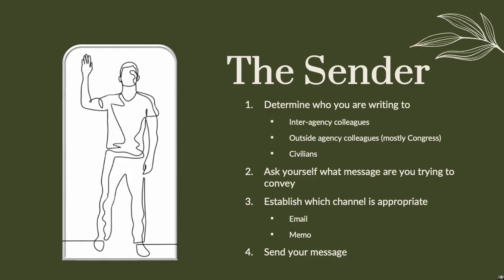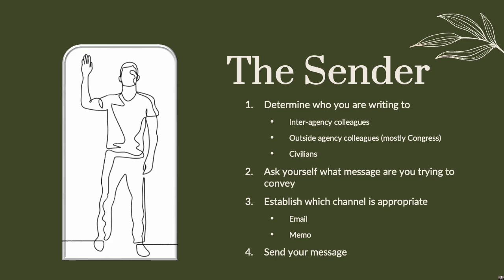The first thing the sender should consider is who their audience is. At NOAA, there will be three main audiences that you may be communicating with: colleagues within the agency, colleagues outside of your agency, we communicate a lot with Congress, and the general public. Each group requires a different type of communication, so it is essential to figure this part out first.